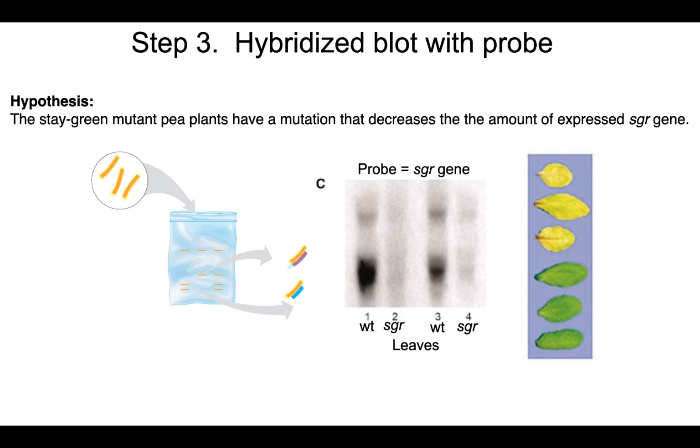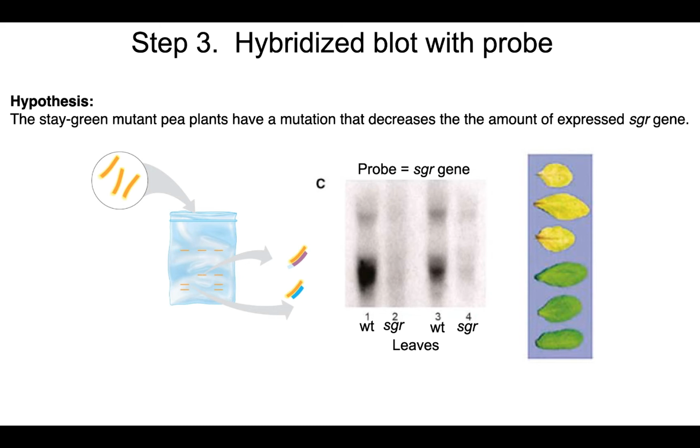Step 3. Now we hybridize that blot with a probe. For northerns and southerns, it's the same thing. You're going to use either DNA or RNA that has been labeled in some way. For westerns, it's going to be a little bit different. We're going to use antibodies. We'll talk about that in a minute.